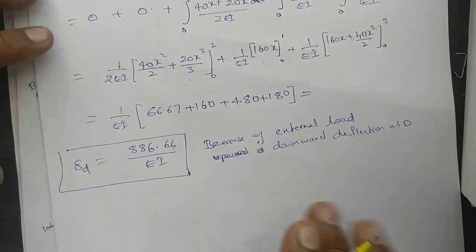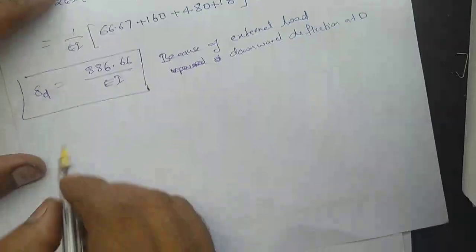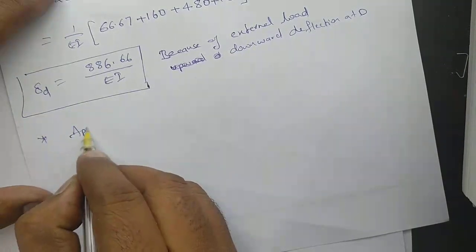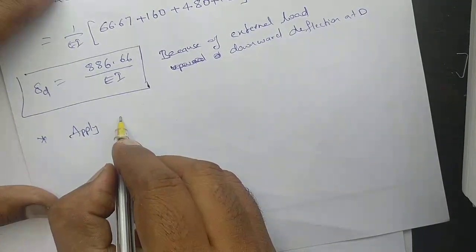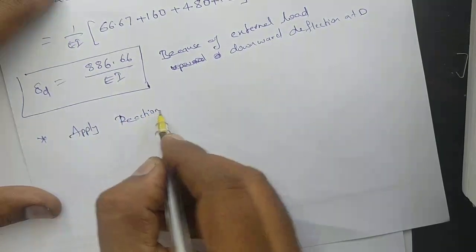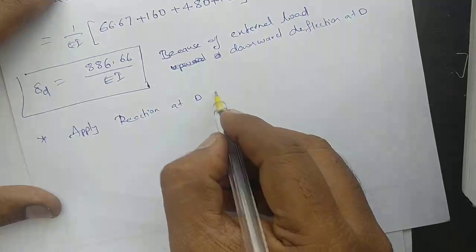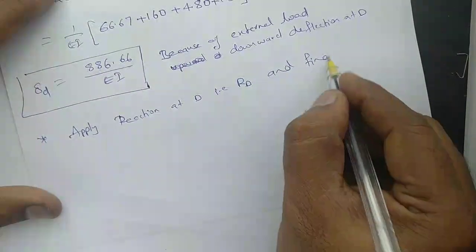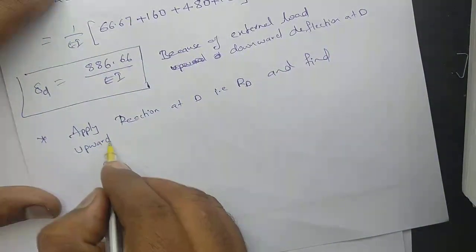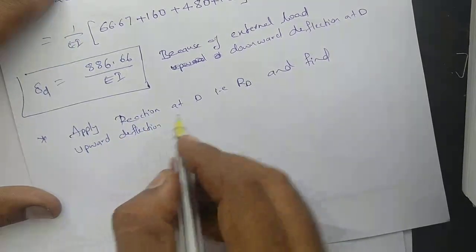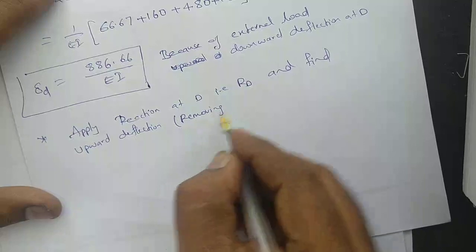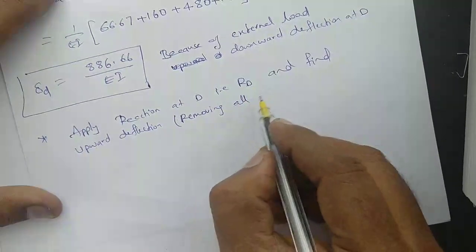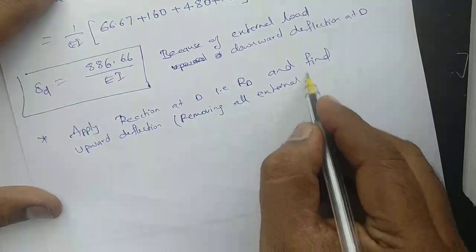Now next what we have to do is, for the same thing, apply reaction at D, that is RD, and find upward deflection, removing all external loads.